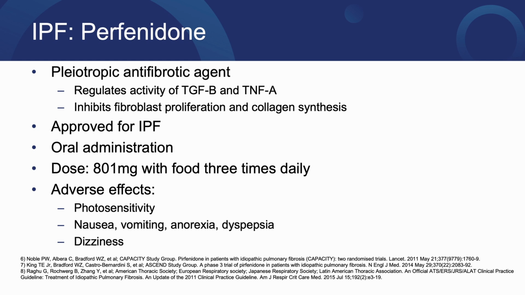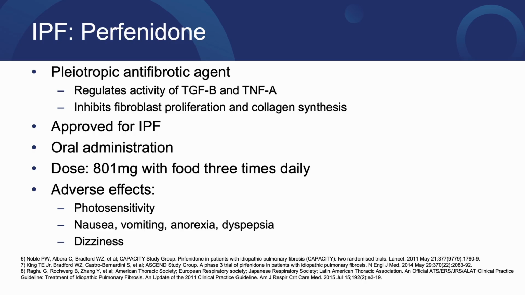And you start at 267 milligrams 3 times a day. You go to 2 tabs 3 times a day. You go to 3 tabs 3 times a day. And then you can transfer them over to the 801 milligram tablet, which looks like an Augmentin pill. I mean, it's really big. 3 times a day.